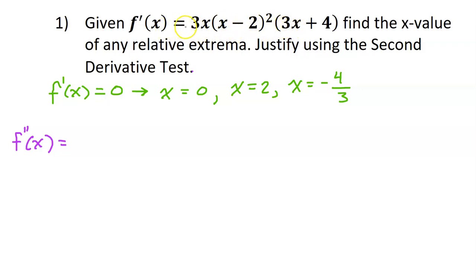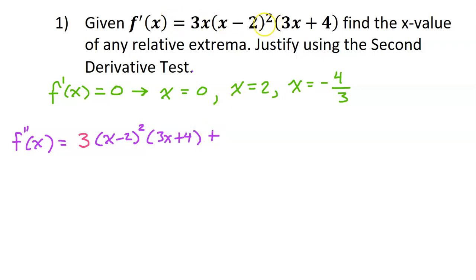So I'm going to go through this 3 times, and each time I will take the derivative of a different factor. The first time through, I take the derivative of 3x, which is 3. I leave the other two factors alone. So I still have (x minus 2) squared, and I leave the (3x plus 4) the way it is. And I put a plus.